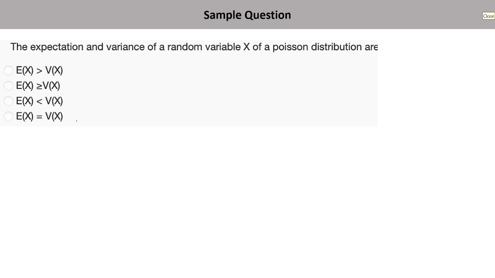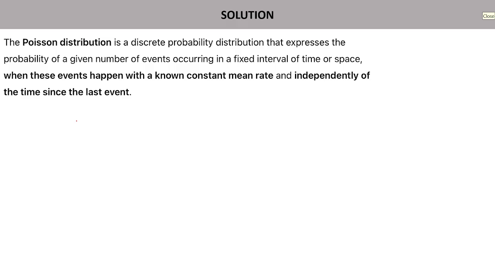Okay, so to solve this question, let's first understand what a Poisson distribution is. Poisson distribution is basically a discrete probability distribution that expresses the probability of a given number of events occurring in a fixed interval of time or space. When these events happen with a known constant mean rate and independent of the time since the last event happened, then we use a Poisson distribution.